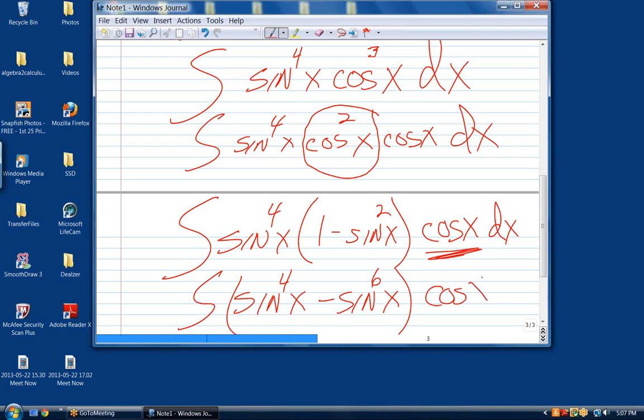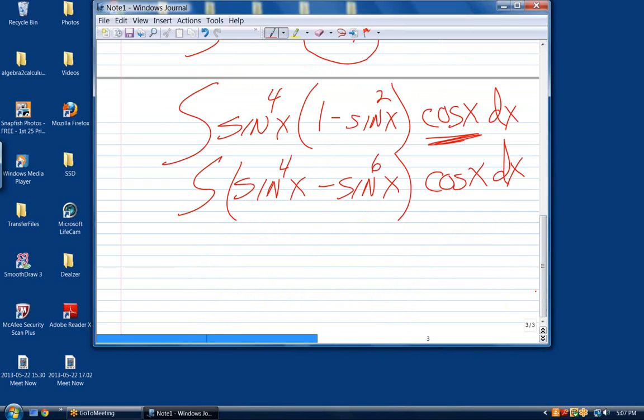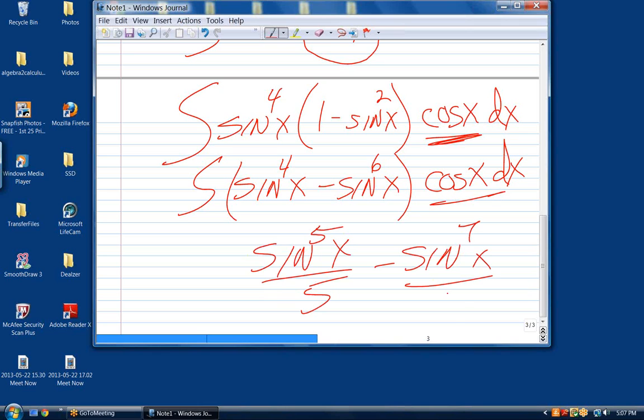And from here, it's fairly simple. Since we have the derivative there that's going to go with each of these terms, the answer is going to be sine fifth x over 5 minus sine seventh x over 7. Okay, so when we had an even and an odd, we pull out one power of the odd, and it doesn't matter whether it's the sine or the cosine.